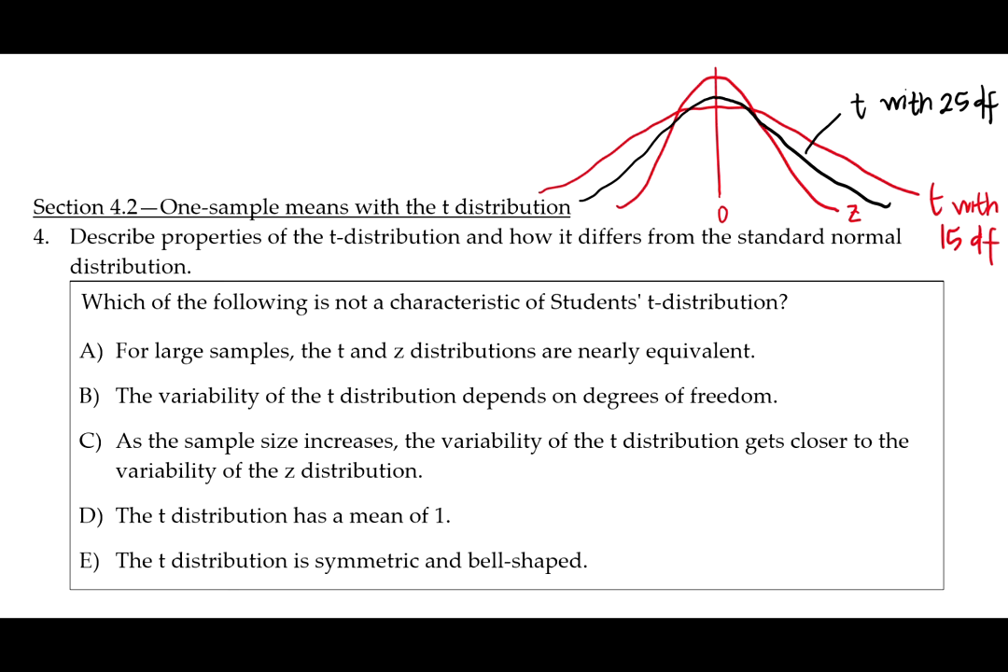D, the t-distribution has a mean of 1. That's the false statement. So it is not a characteristic of the t-distribution that it has a mean of 1, because its mean is 0, just like the standard normal. And E, the t-distribution is symmetric and bell-shaped. As you can see in my pictures, though they're not perfect, they are all symmetric and bell-shaped. All t-distributions and the standard normal z-distribution are symmetric and bell-shaped.